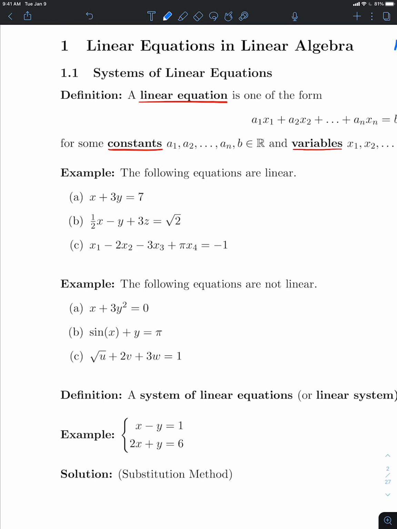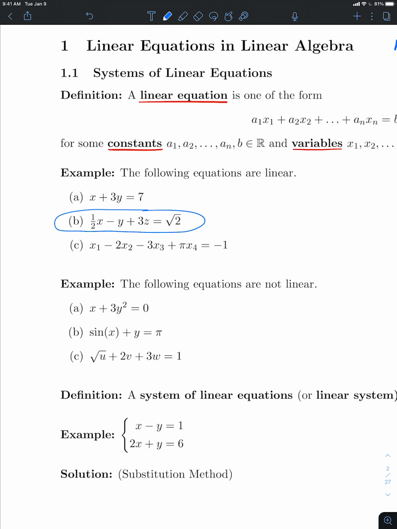Okay, another example of a linear equation. Here we have 1/2 x minus y plus 3z is equal to the square root of 2. That's an example of a linear equation in the variables x, y, and z. So what are the coefficients? Well, the coefficient of x is 1/2, and I'm going to jump over to the z now. The coefficient of z is equal to 3 because there's a 3 multiplied onto the z.